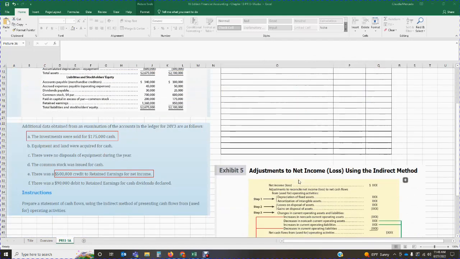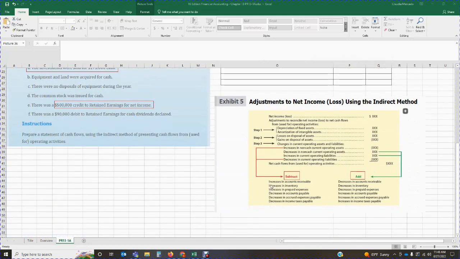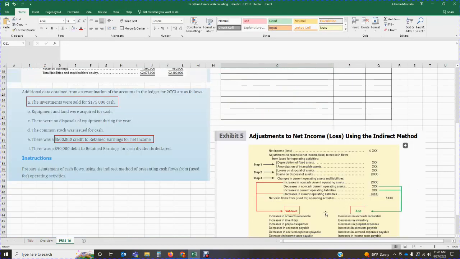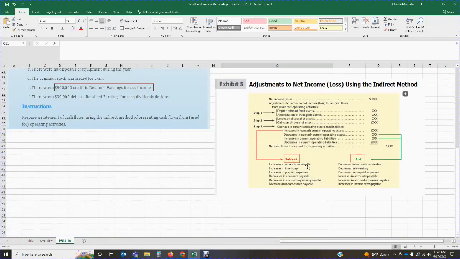So let's look at our table down here. If we have an increase in accounts receivable, which we do, we have to subtract. So we're going to go up here and put increase in accounts receivable. Because it's an increase, we are going to subtract, and that's $50,000. Why subtract? When you look at the table, increases in accounts receivable are deducted.